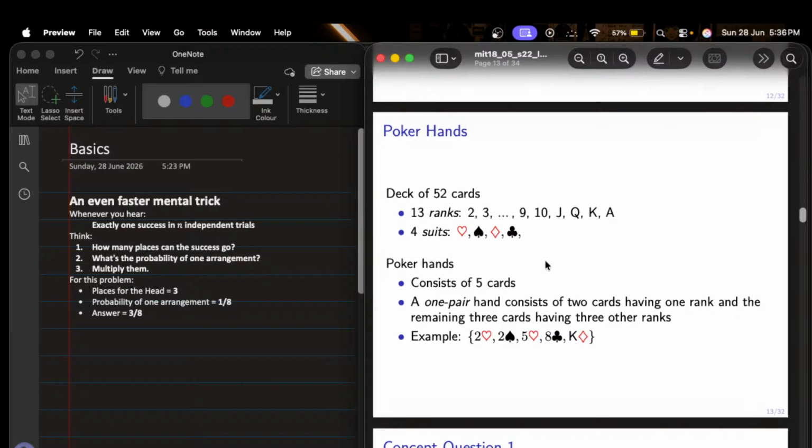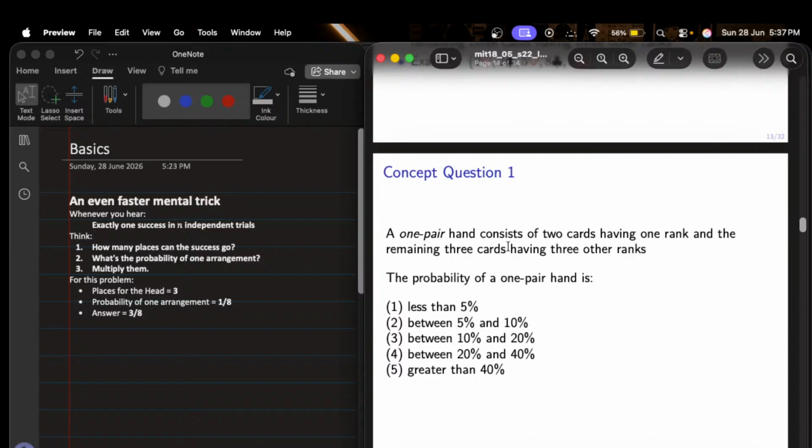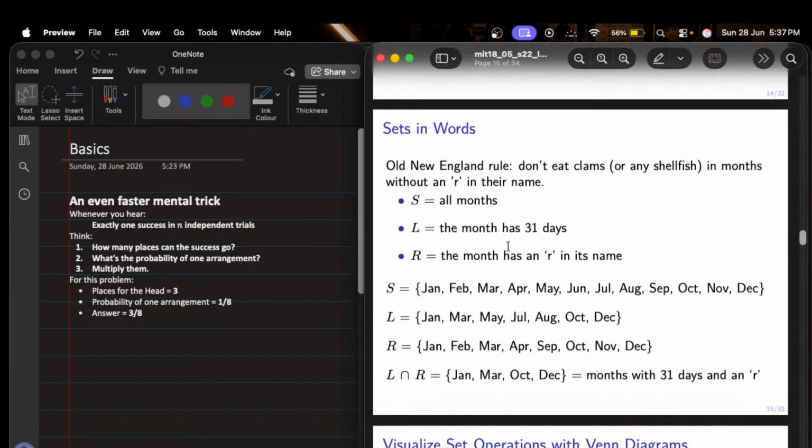Deck of 52 cards, so 13 ranks, 4 suits. Poker hands consist of 5 cards. One pair hand consists of 2 cards having 1 rank, and the remaining 3 cards having 3 other ranks. I didn't understand this in a very clear way. So, one pair hand consists of 2 cards having 1 rank, and the remaining 3 cards having 3 other ranks. The probability of a one pair hand.